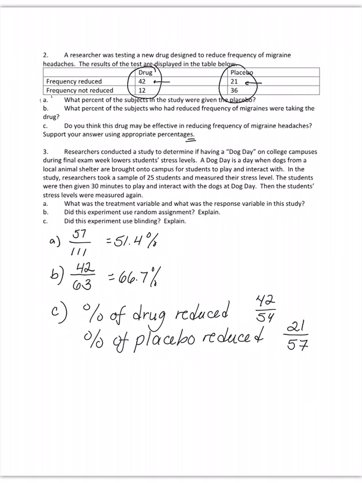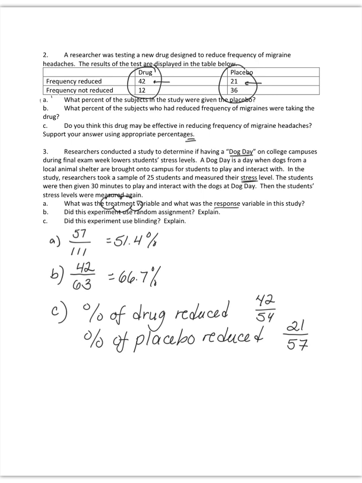Let's take a look at problem 3 also. So problem 3 was about dog day at a university. And it says, what was the treatment variable and what was the response variable? So the treatment variable is what is done to someone. So dog day was kind of the treatment variable. They were exposed to dogs. And the response is what they measured. So what they measured was their stress level. So treatment was exposure to dogs and response was stress level.